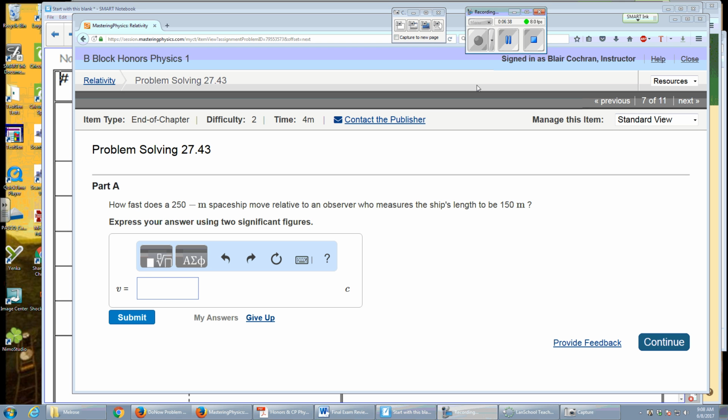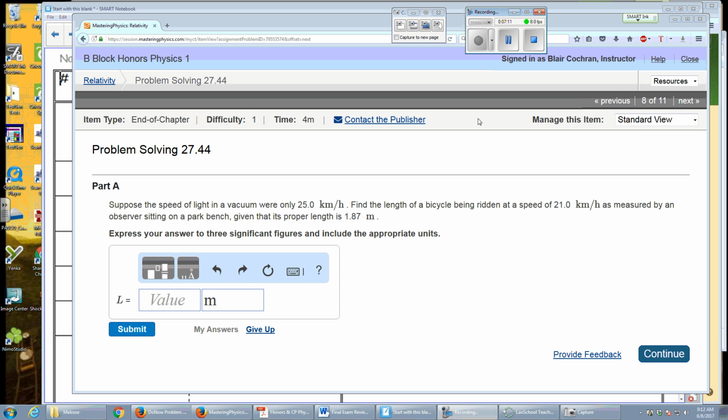Okay, so we're going on to 7. Oh, wait a minute, it's exactly the same as 6. Do we need to do it? No? It's identical to 6, isn't it? They're even looking for the speed. So, all right, let's look at number 8.